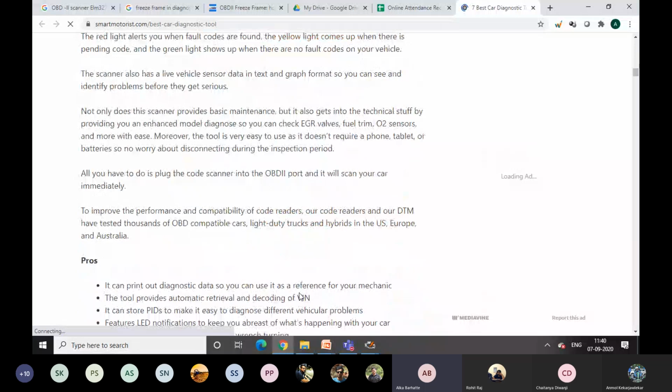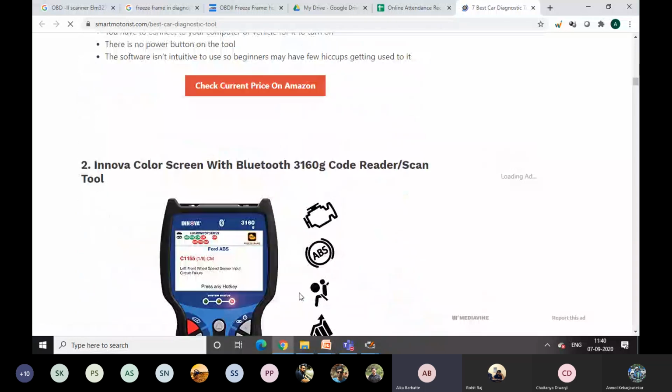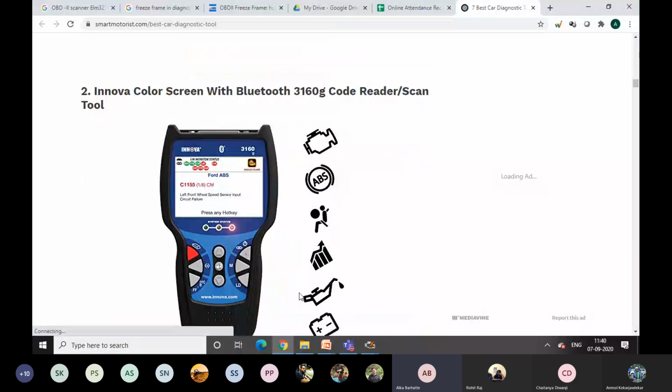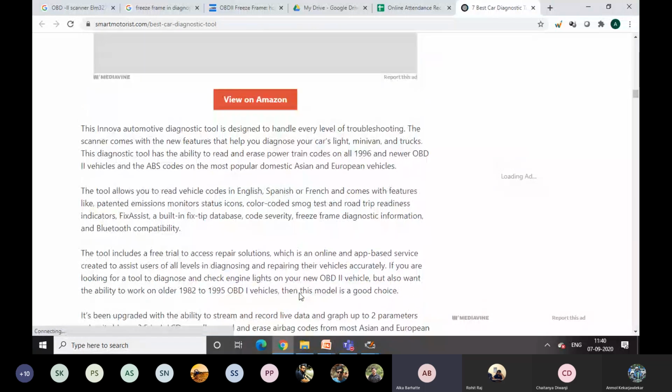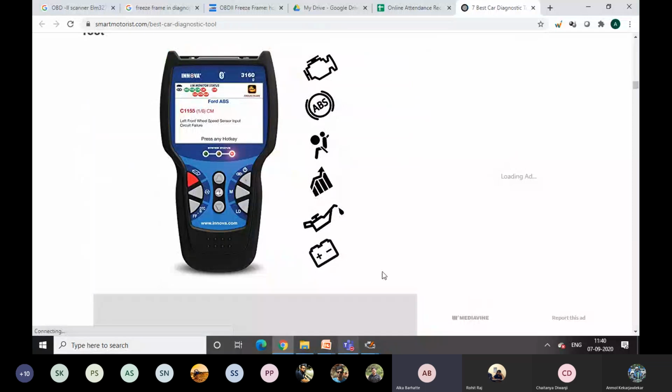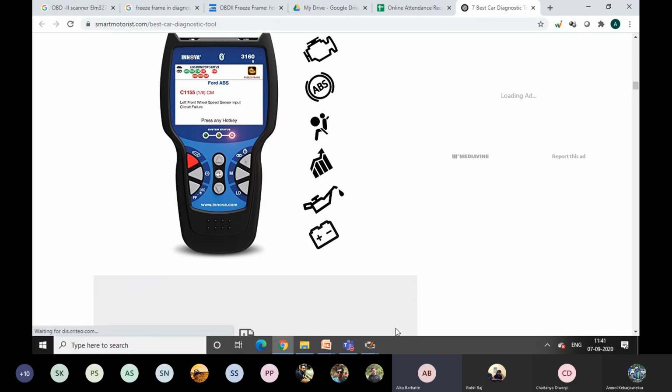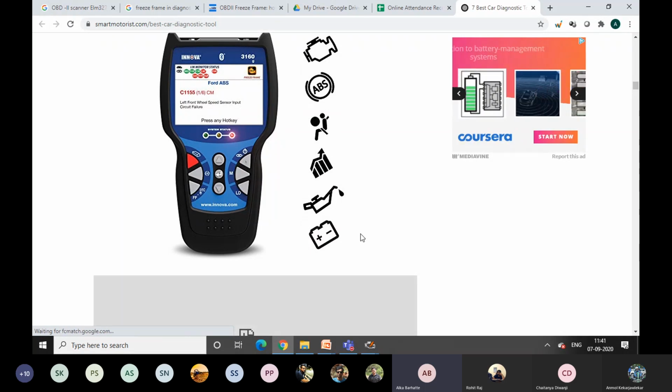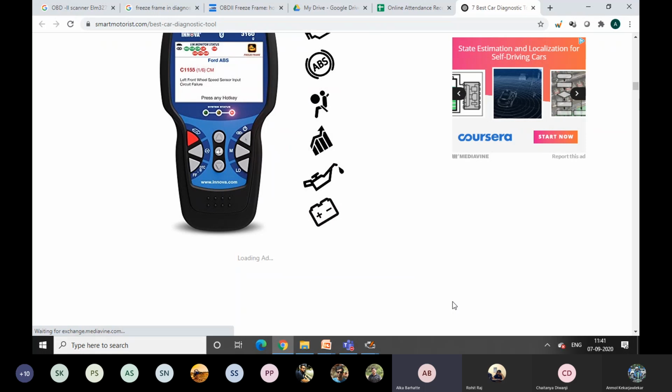This is another scan tool, an Innova color screen with Bluetooth enabled scan tool. Here the software that we have just gone through is already inbuilt, and here itself you can analyze all those data. It shows you what things are supported by this scan tool: ABS and all those things. This is engine related, this is driver safety related, and battery related data. Everything can be obtained and analyzed using these scan tools.